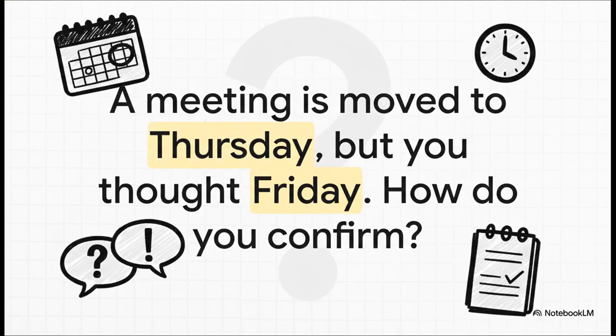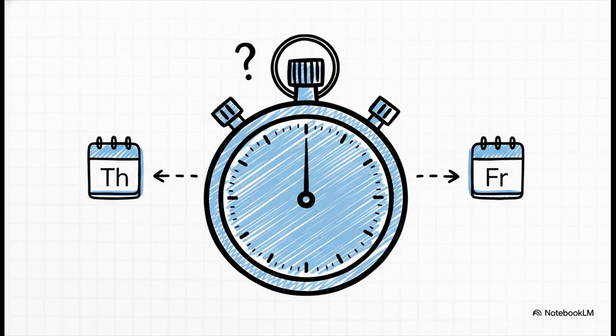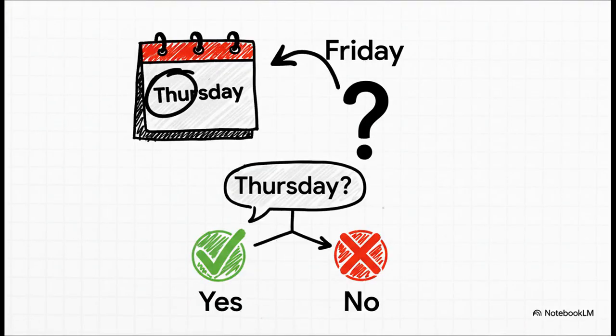Last one, and this happens all the time at work or at school. A colleague says, "We need to reschedule the meeting for Thursday," but in your head, you were so sure it was on Friday. What's the fastest, most polite way to double-check this detail? All right, one last pause. Think about the quickest way to confirm this without making them say the whole sentence again. Last chance to pause. The absolute best way?